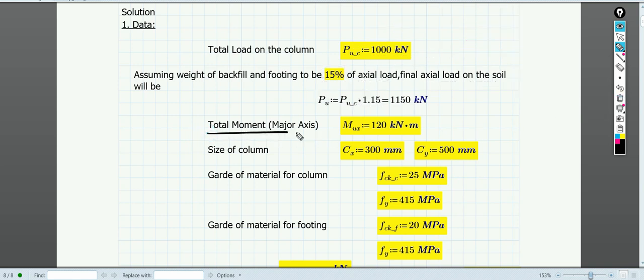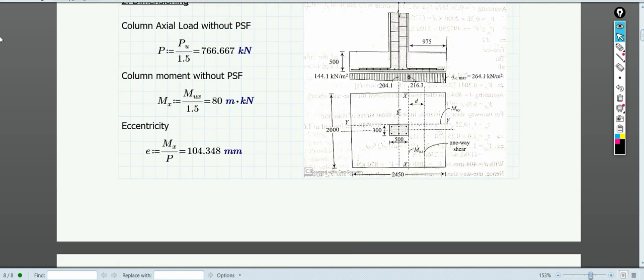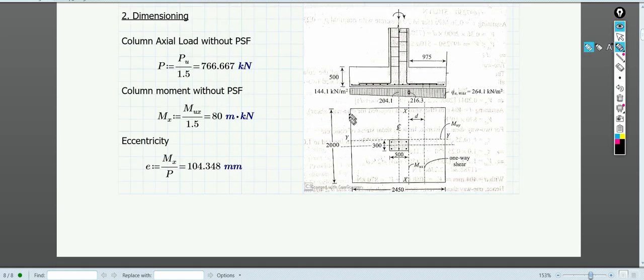Then the total moment about the major axis, MX, is 120 kilonewton meter. This is also a design moment. Then the size of the column is already given to you. So let me show you the figure. Yeah, look at this figure. Suppose this is our footing, this is our column.